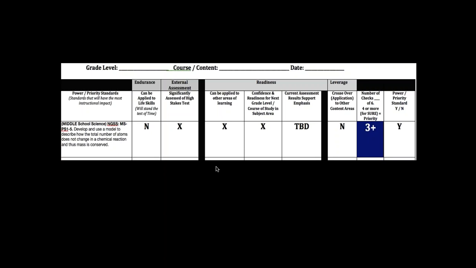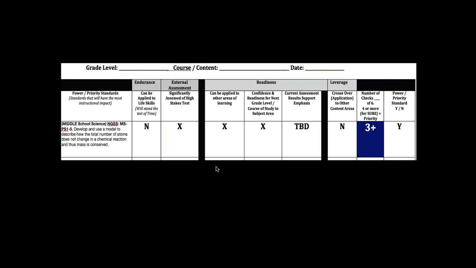It actually was assessed on this state's next generation assessment tool that they're using. Could be applied to other levels of learning within science. It is definitely confidence from going from middle school to the next course of study, and certainly when students get into chemistry. Their assessment results don't necessarily yet support emphasis, and there's not much crossover to other content areas, developing that model for atoms. So really, 4 or more for sure equals it to be a priority.